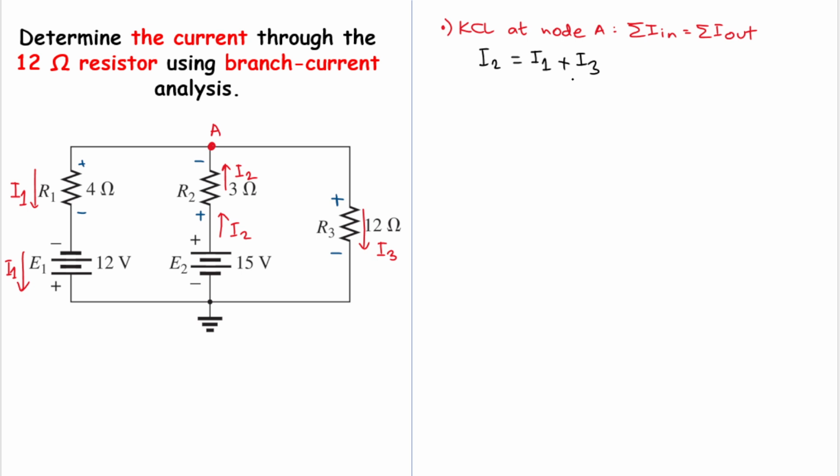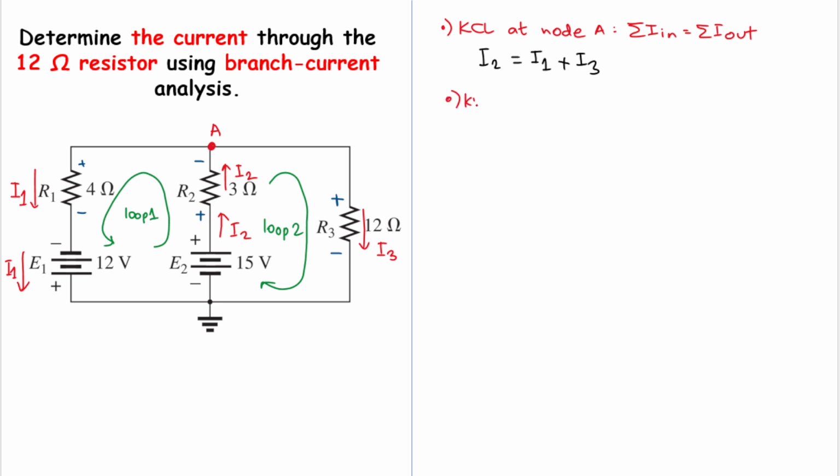Good. And now we move on to the KVL, right? So we have to label the loops here. For the left one, I just follow this. So it will go up and then down. So we will have this one here counterclockwise. Let's name this as loop 1. And here I will have it clockwise. So we will have it as loop 2. Loop number 2. Okay, now let's do KVL at loop 1.